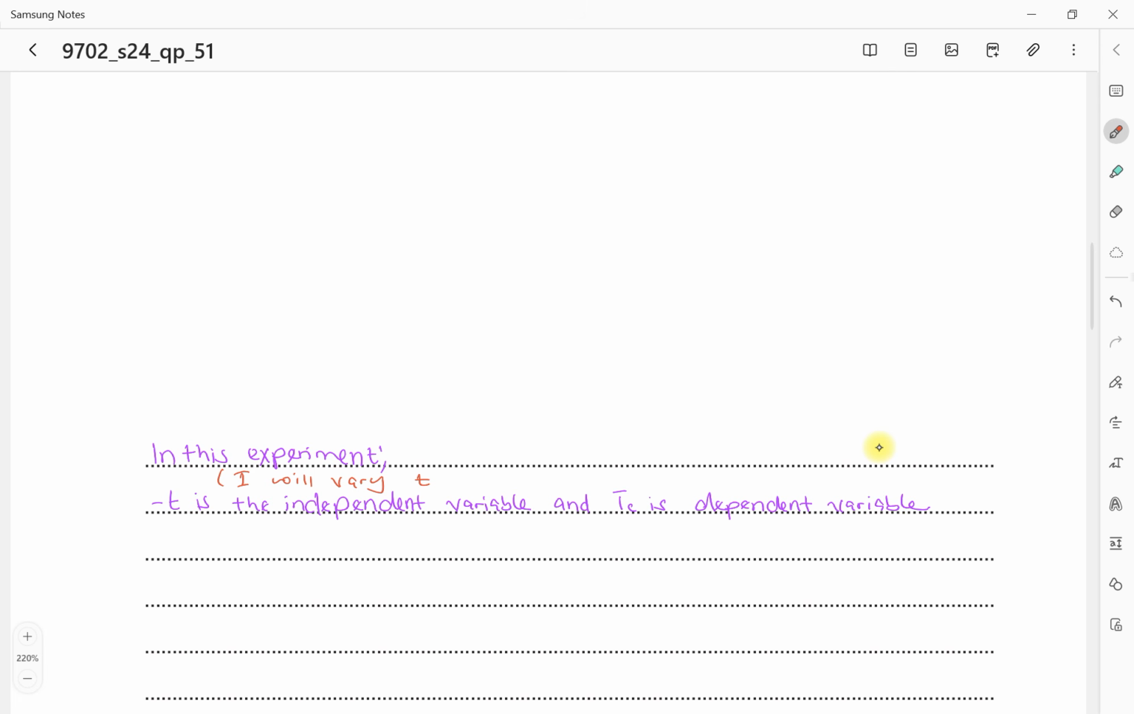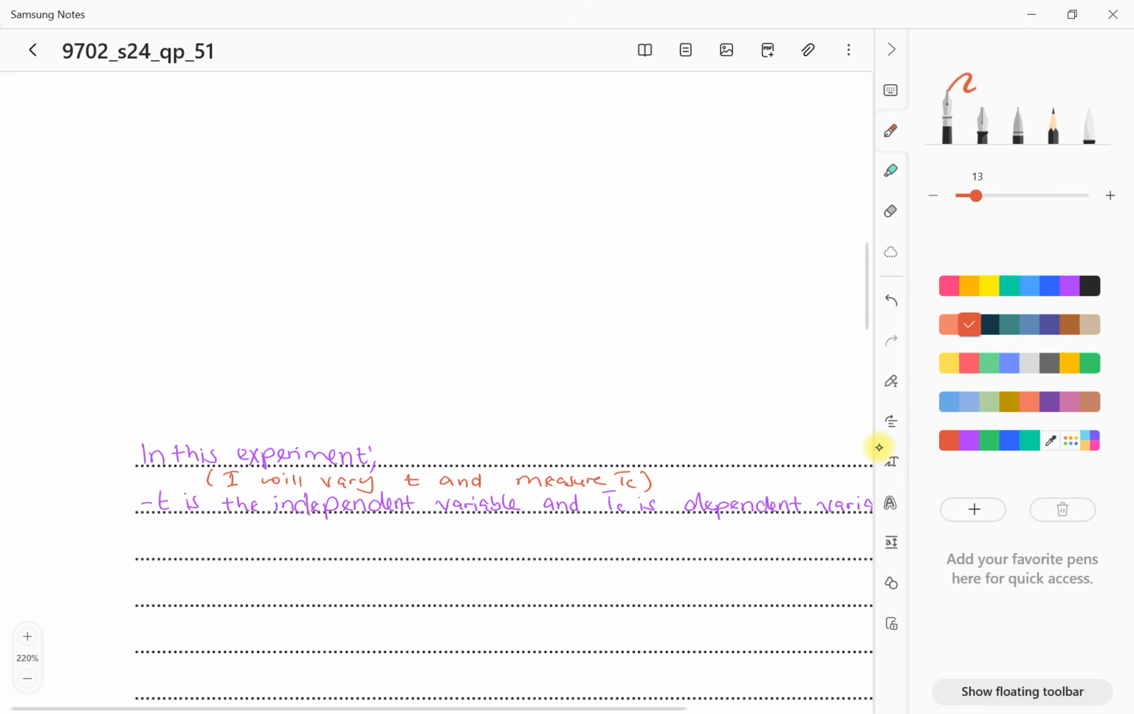So you say I will vary t and measure tc. Note that this is the same statement, so you don't give an alternative. Because this is just for learning purposes, I can give you an alternative. But basically, I always encourage my students to write t is the independent variable and tc is the dependent variable. So that would be 1 mark, I think.